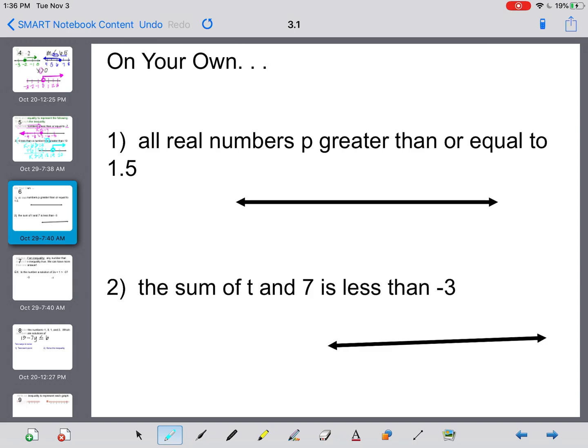This would be a great place to try it on your own. If you want to pause here and then come on back and see if your answers match mine.